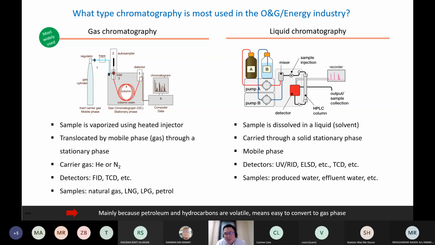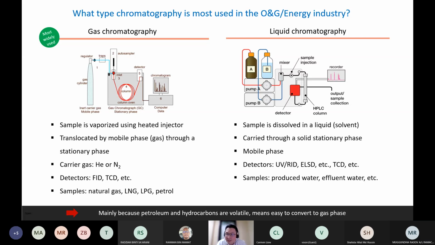The reason why gas chromatography is mainly used in the oil and gas industry is because the components of oil and gas are mainly hydrocarbons. So you have the carbons and you have the hydrogens, and mainly they are volatile. One of the properties that we exploit for these particular samples, which are hydrocarbons, is that they're volatile.